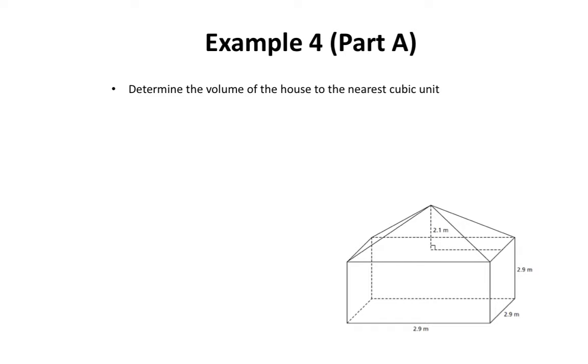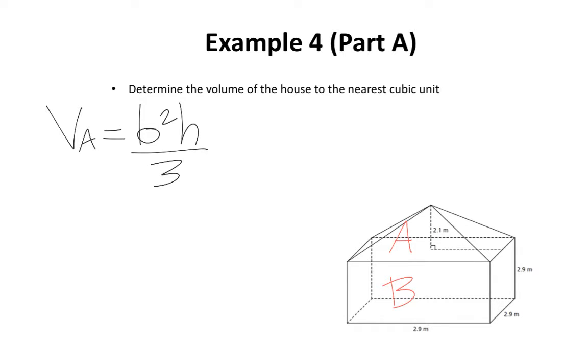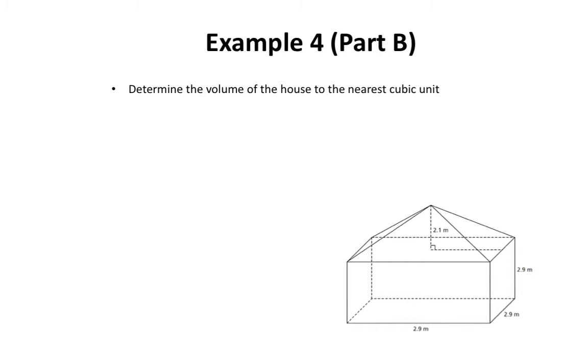I'm going to call the top shape shape A, and I'm going to call the bottom shape shape B. So the volume of shape A is going to be base squared multiplied by h divided by 3, because that looks like a square-based pyramid. And the volume of the bottom shape, which looks like a cube or a rectangular prism, is just length times width times height. So let's do this step by step. Let's tackle one shape at a time. Let's do the top first.